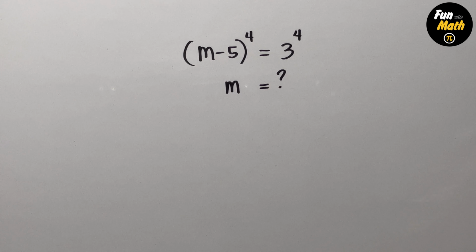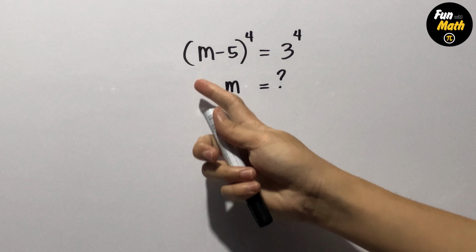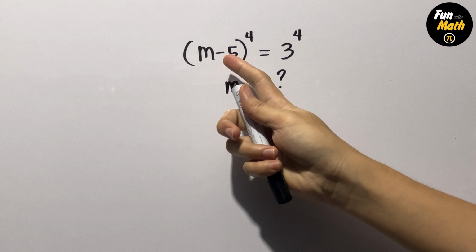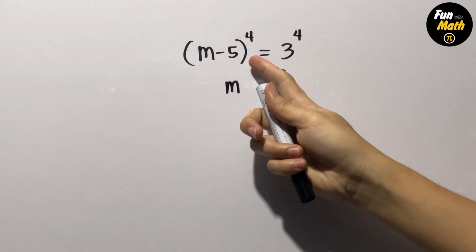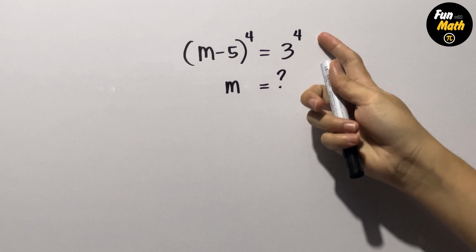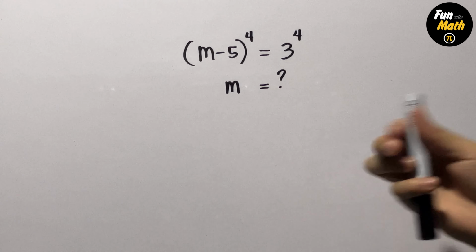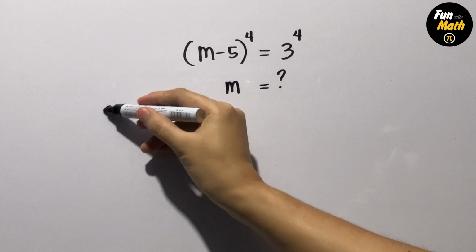In this video, we are going to solve this problem. (m - 5)^4 is equal to 3^4. Now, we need to find m. So now, here's the solution.